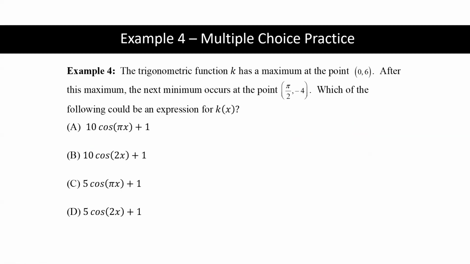Okay. Here is another example of a possible multiple choice question that you would see. Again, this would be all on the non-calculator part of the test. Trig function k has a maximum point at 0, 6. After this maximum, the next minimum occurs at pi over 2, negative 4. Which of the following could be an expression for k of x?